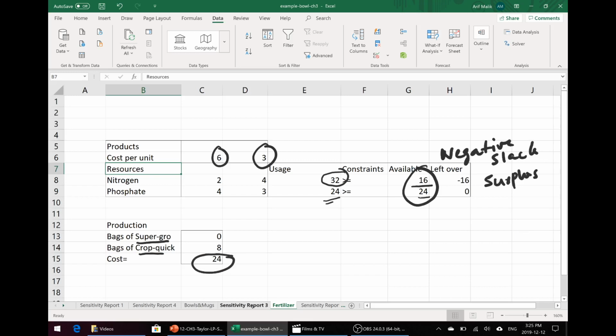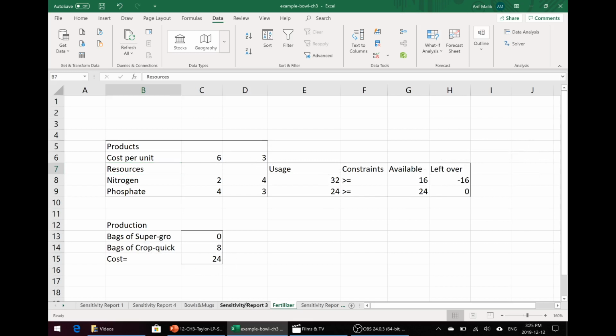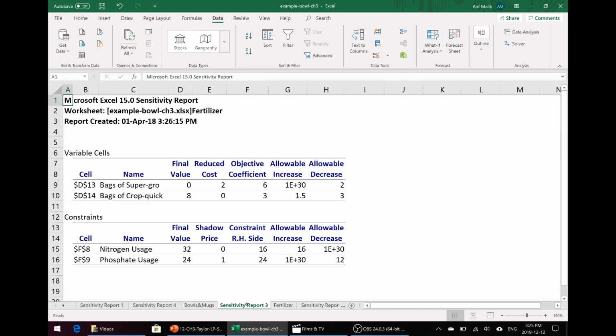Now I show you the sensitivity report of this problem. Here is the sensitivity report. This is the objective coefficient, $6 and $3. Bags of Super Grow cost $6, and bags of Crop Quick cost $3. The final value tells us that we buy only Crop Quick, which can meet the requirement of nitrogen and phosphate, and the final value is 0 bags of Super Grow and 8 bags of Crop Quick are needed.